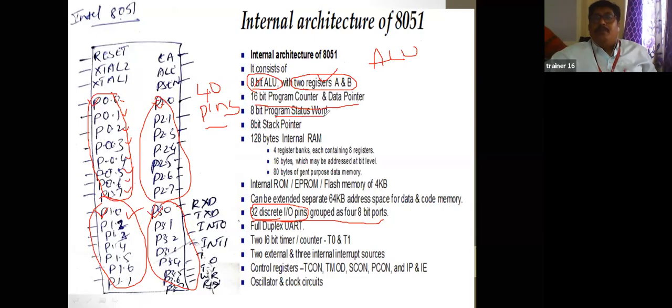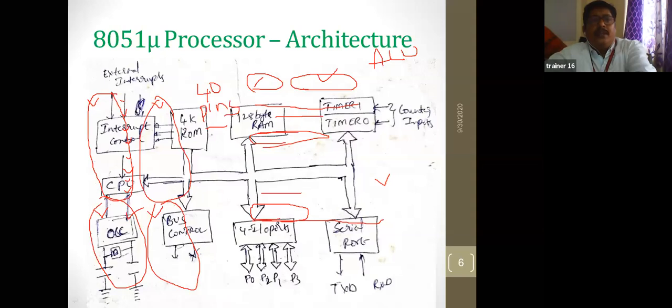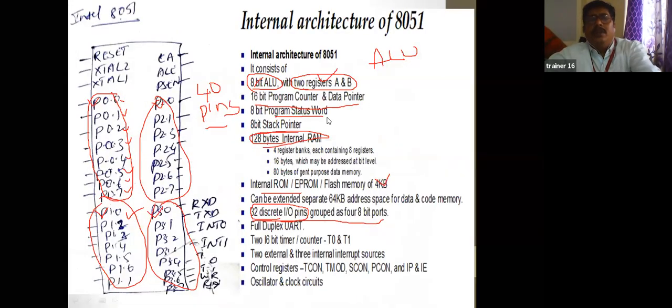And an 8-bit program status word, an 8-bit stack pointer, and 128 bytes RAM, which we already discussed. And the internal ROM is 4 kilobytes, 4K bytes, as we discussed already. And this is the timer counter. So the internal ROM is 4 kilobytes and there are 128 bytes of internal RAM.